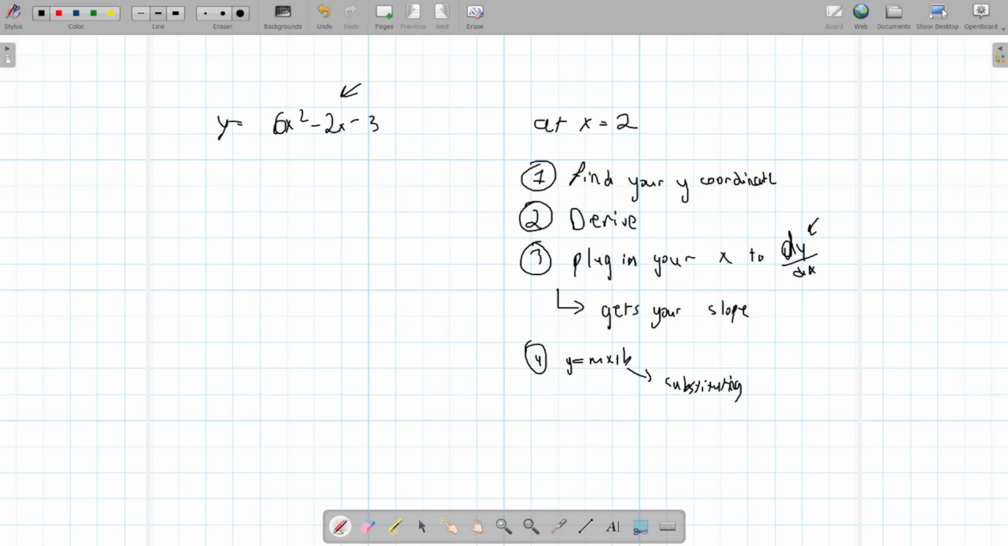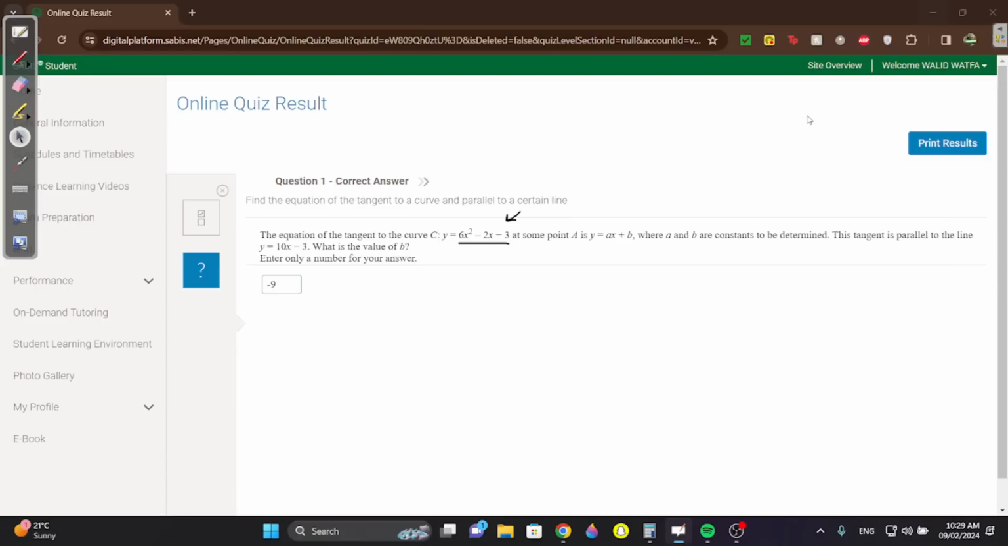But this question one is interesting because they didn't give you any x coordinate. They told you this tangent is parallel to the line y equals 10x minus 3. If you remember in grade 8, when you have two lines that are parallel, that means they have the same slope. So in this case, the slope of our tangent is going to be 10, because it's parallel to the line 10x minus 3. So you immediately know the slope is 10. We can't really find the y coordinate because they didn't give us any x. So let's start deriving.